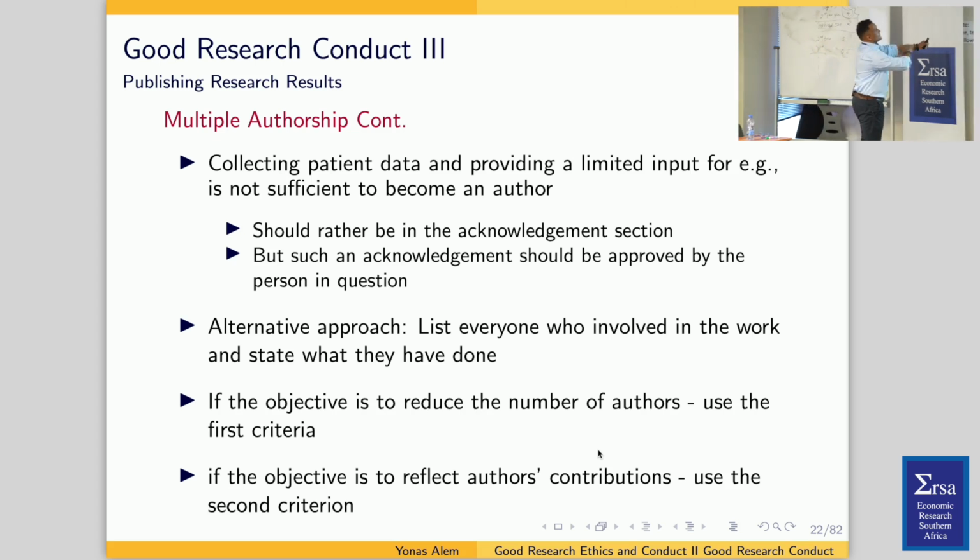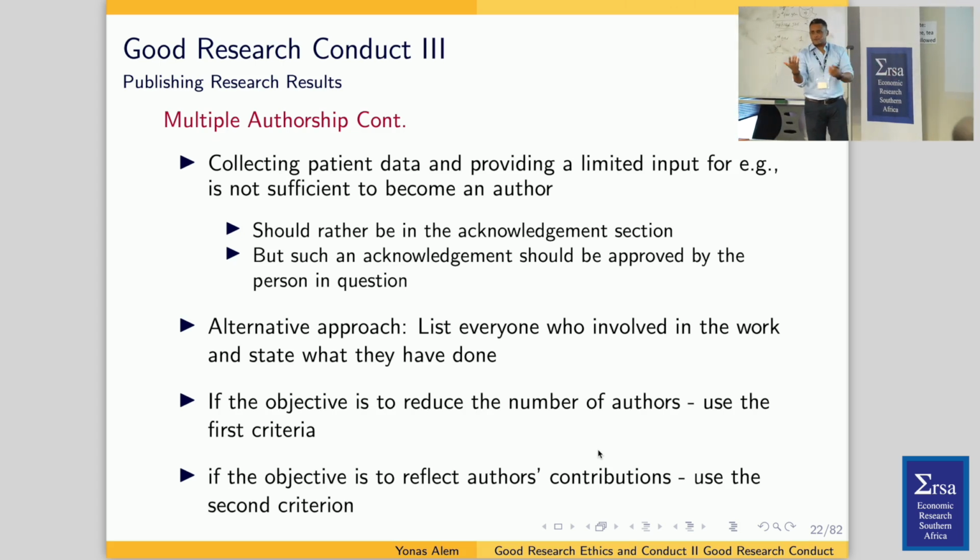Okay, then there's multiple authorship. If it's one co-author, one person, that's okay. It's a sole authored paper, so authorship is not an issue. But if there are other people involved, collecting some patient data and providing a limited input, for example, is not sufficient to be an author. It should rather be in the acknowledgement section. But such an acknowledgement should be approved by the person in question.